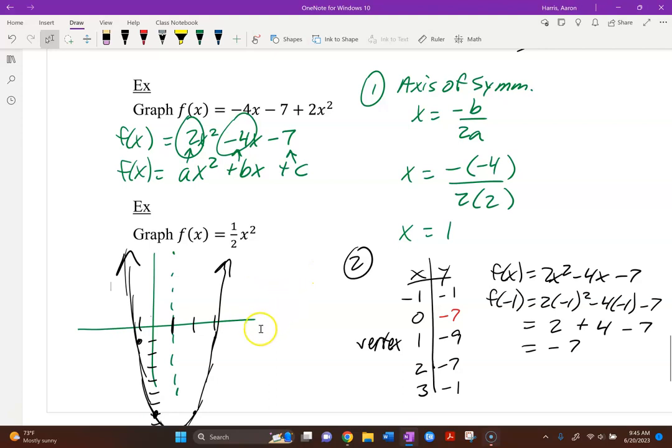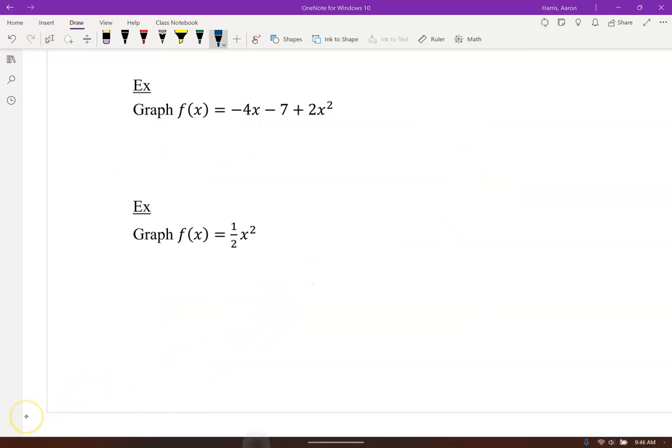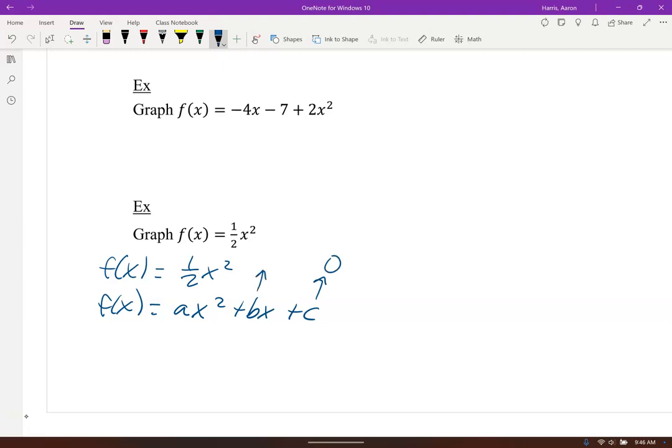Alright, we got one more here. Let me erase this. Alright, our last one, f of x equals 1/2 x squared. Let me write the standard form below it: ax squared plus bx plus c. So c is 0. B is 0. It's like 0x, right? Alright, a is 1/2.